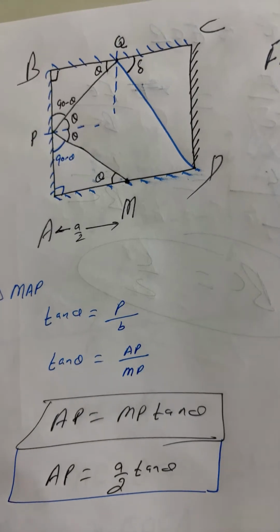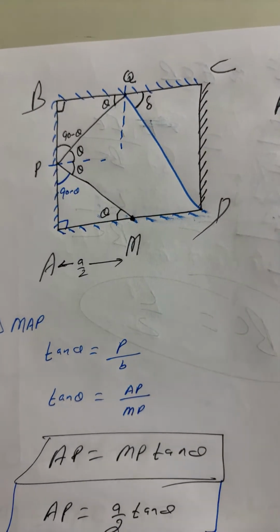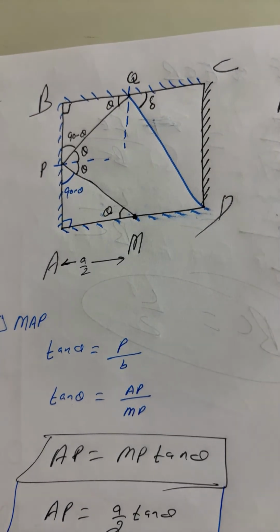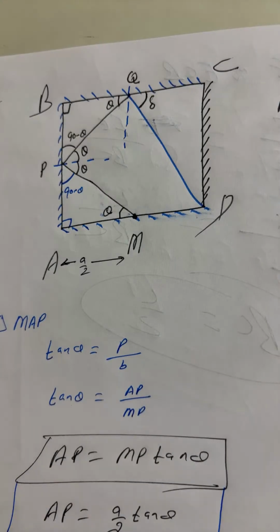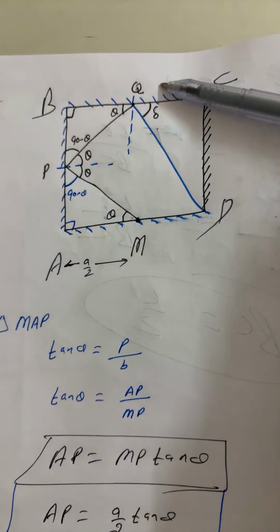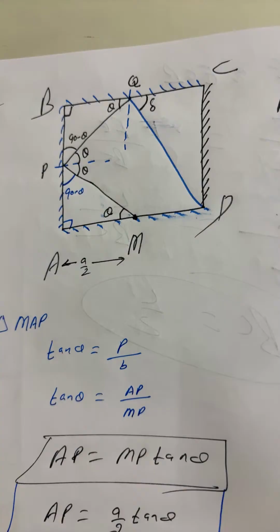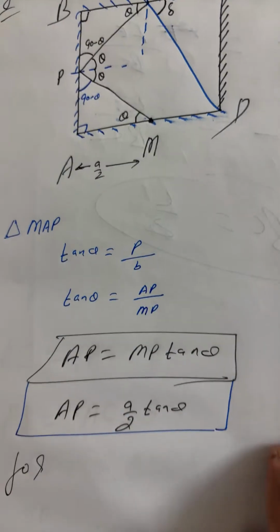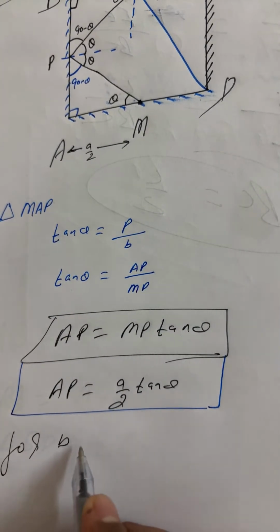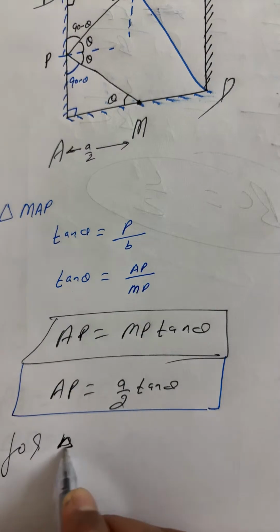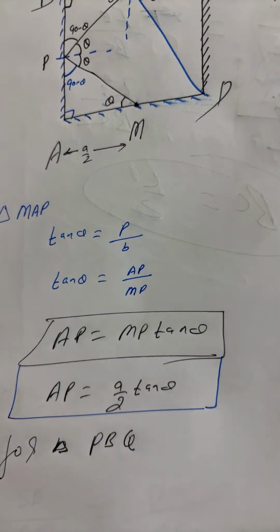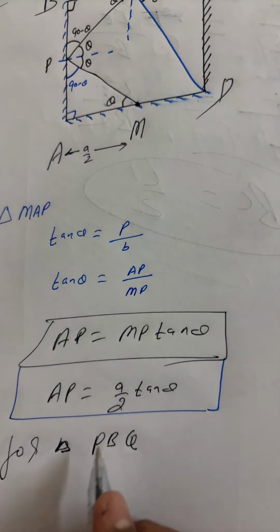Now I wanted to find here again. I'll take a triangle, students, that is PBQ. This is P, B, and this is Q. So again I'll write for triangle PBQ.